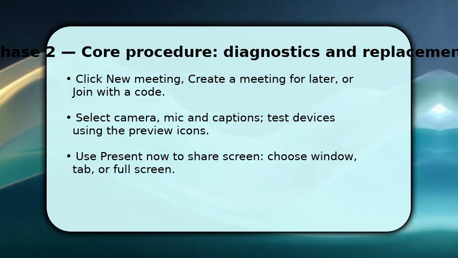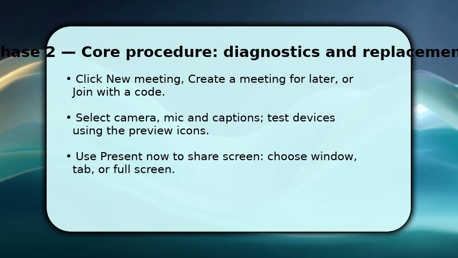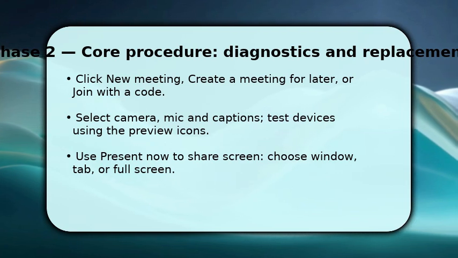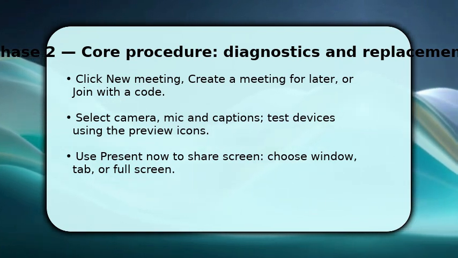Once you do, use the preview area to select camera and microphone input. Select the Chromebook's built-in or USB device as needed. Make sure to toggle captions if helpful.